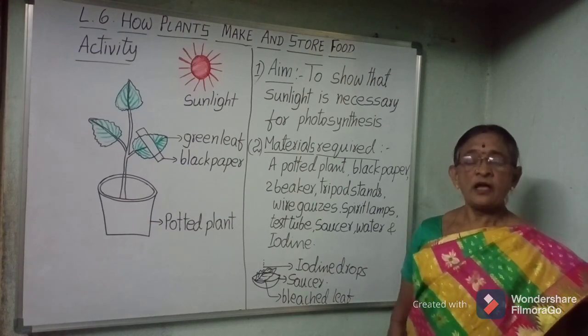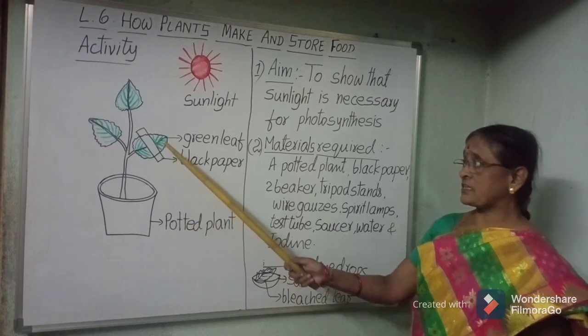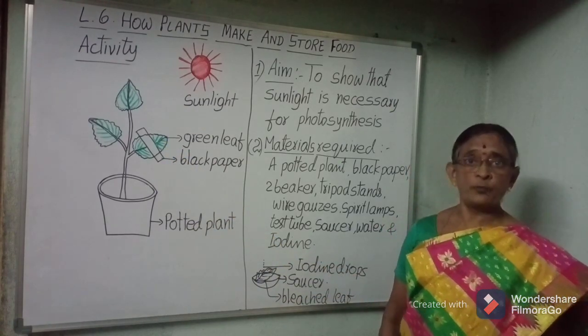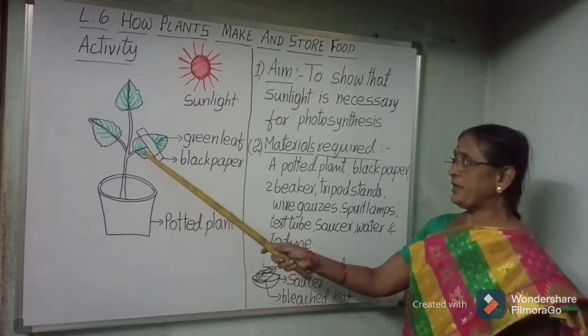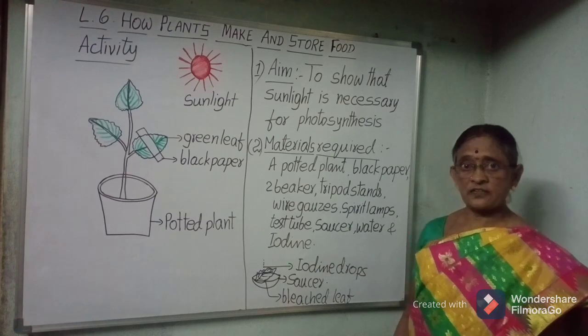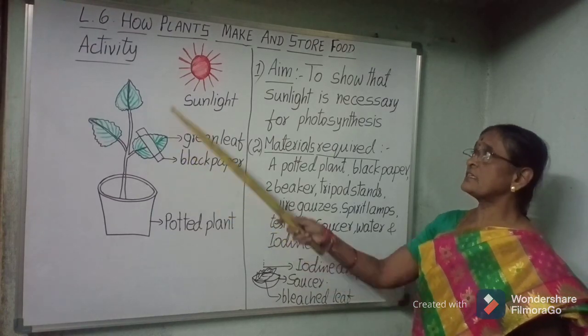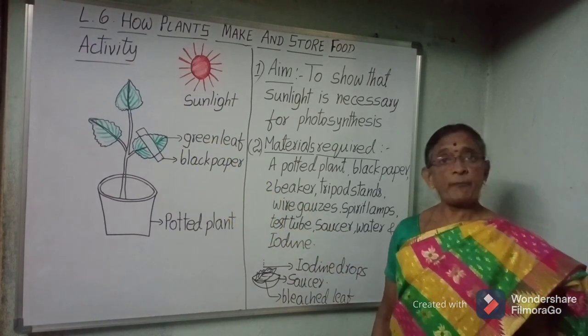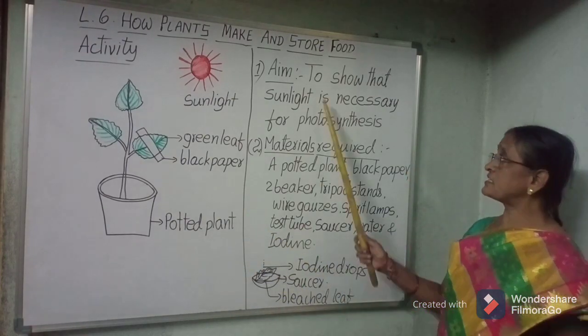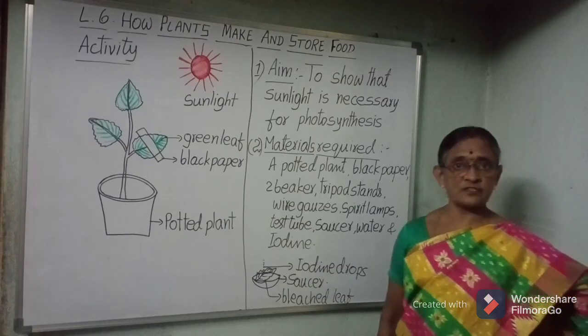Observe the leaf. The part which is covered with black paper does not turn bluish black. The remaining part of the leaf turns bluish black. It indicates that sunlight is necessary. By the above experiment, we proved that sunlight is necessary for photosynthesis.